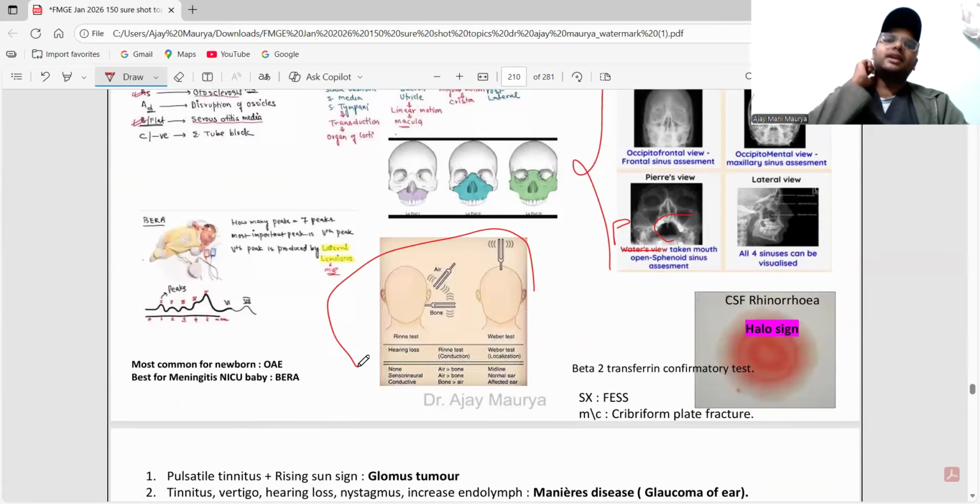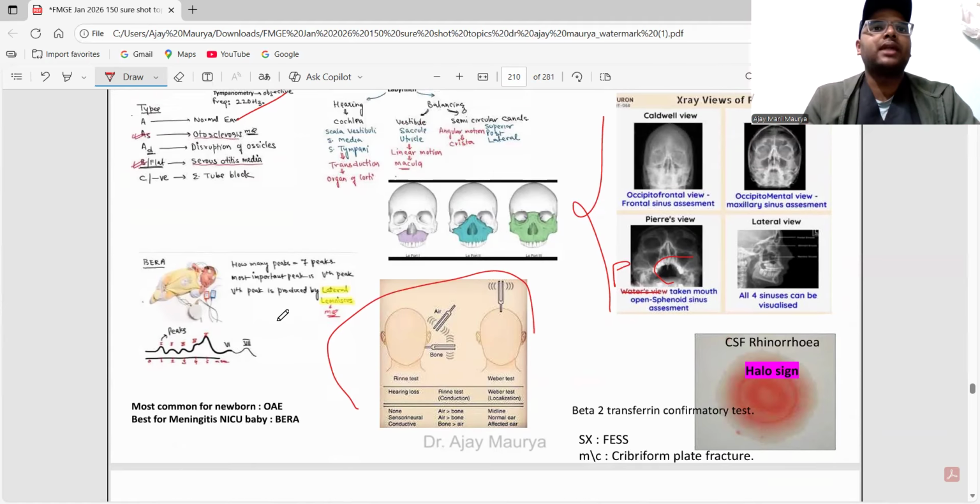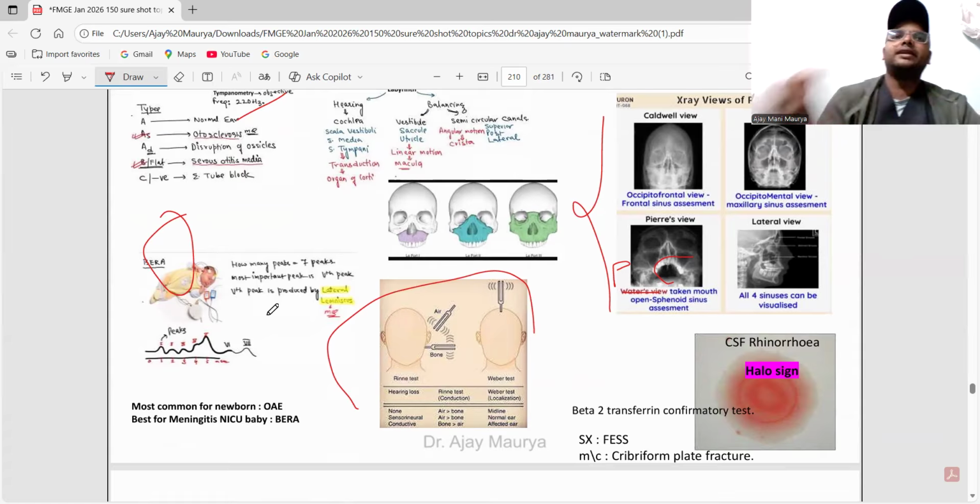Everyone knows about this one, Rinne and Weber test. Okay, this next one is the BERA test and OAE. BERA test is done for the meningitis baby and the NICU baby.